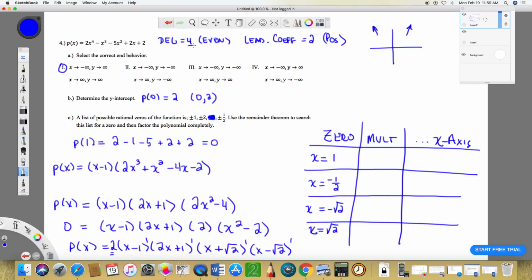Since this is of degree 4, we can have at most 4 x-intercepts, at most 4 zeros, and so we found them all. We know we don't have to keep searching for any more x-intercepts. We see that all of these have an exponent of 1 right there. So when you go to graph it, it's going to cross the x-axis at each x-intercept. None of them will be a touch and turn.